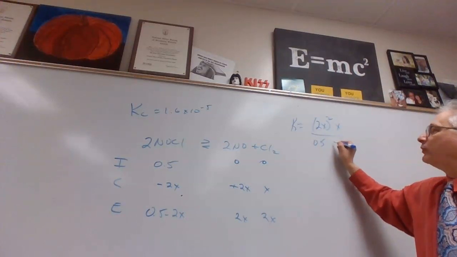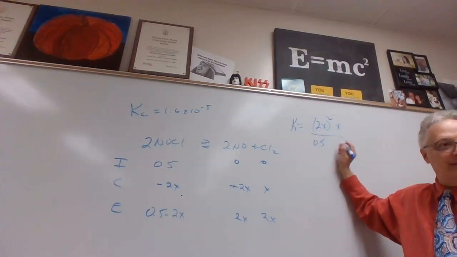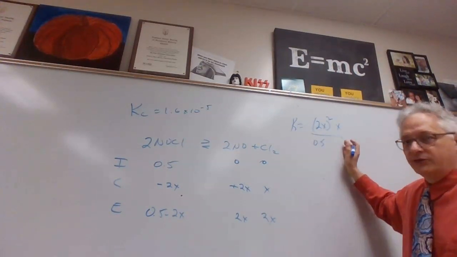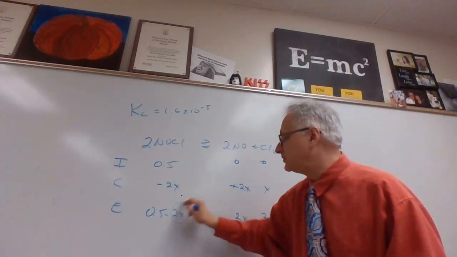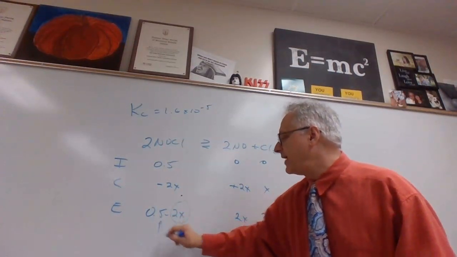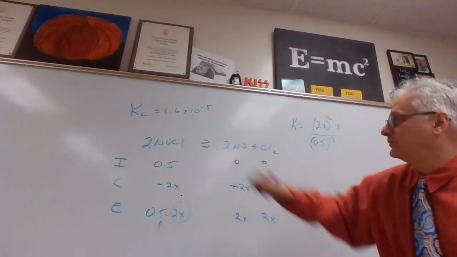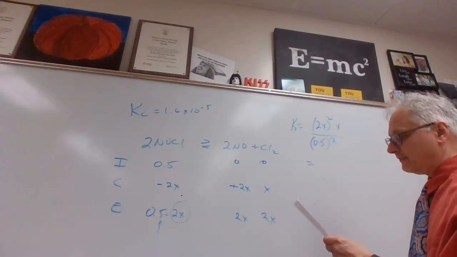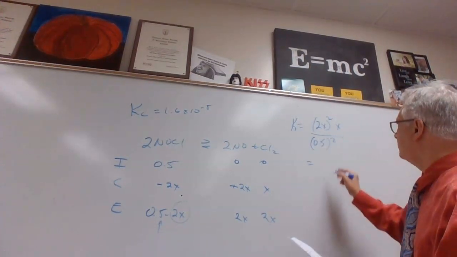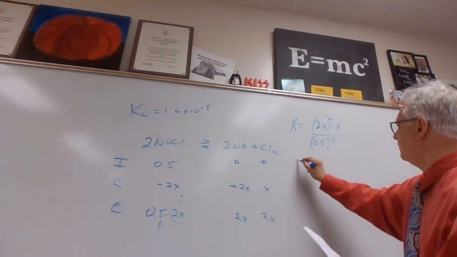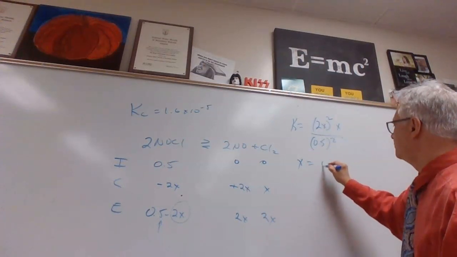Now, you could put the minus 2x in there and mess with the quadratic, but we're not going to do that. We're going to assume that 2x is small compared to that. So 0.5, but I have to square that too because there's 2 in front of that. And when I do that, you're going to get an x value of 0.01.